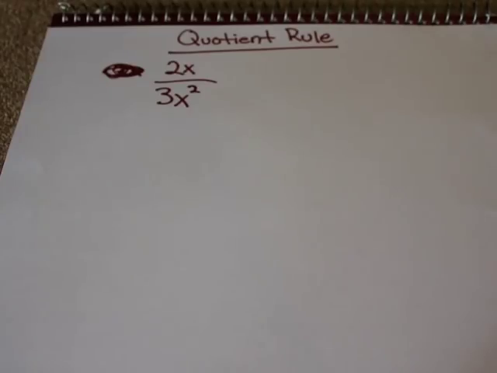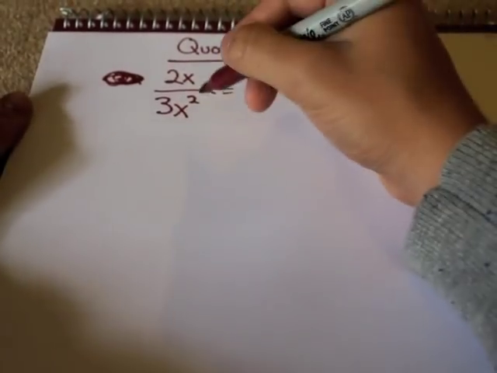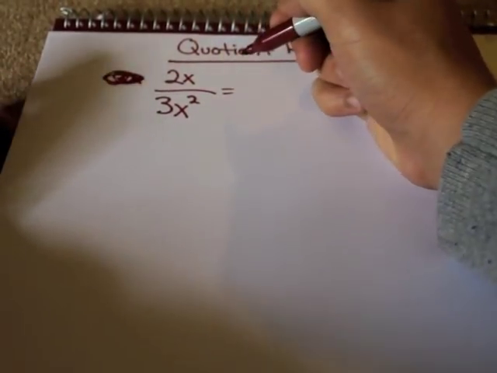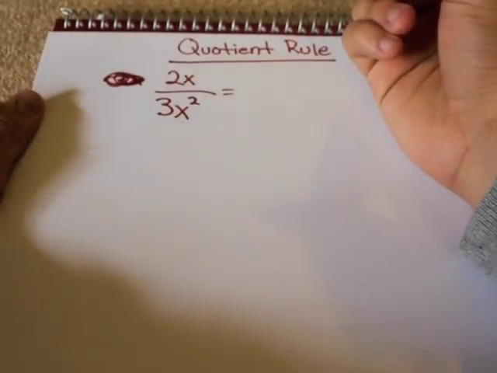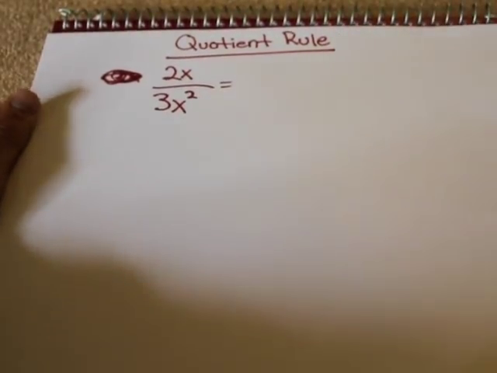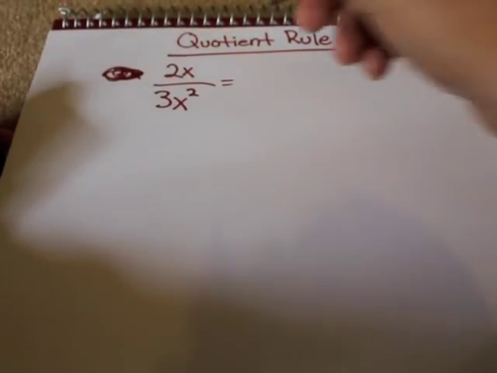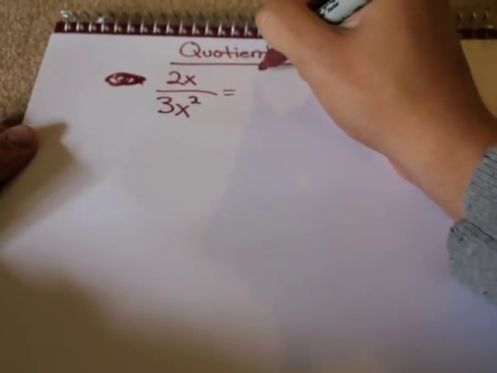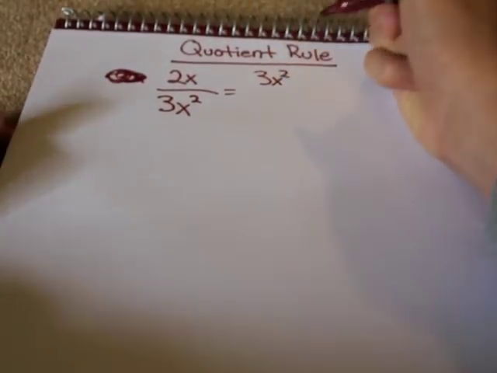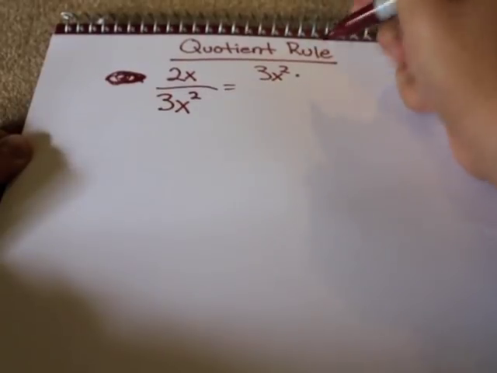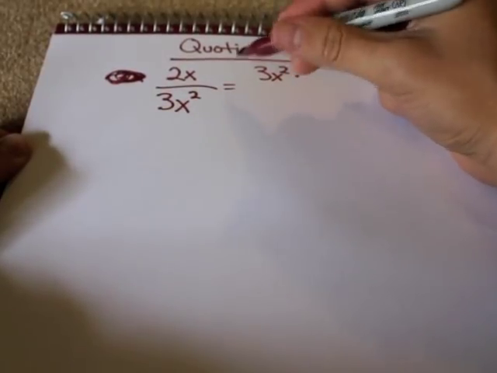So the way this works is, to find the derivative of this, you would first have to bring the denominator to the top and multiply it by the derivative of the numerator. Now that can be kind of tricky to understand, so I'll write it out. So you would bring 3x squared up top, and then you would multiply it by the derivative of 2x, since 2x is the numerator.